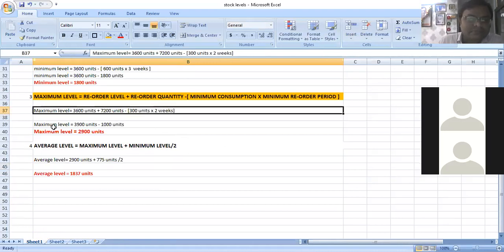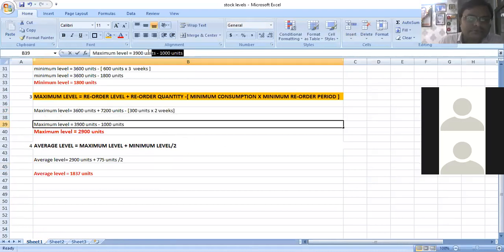Okay, we just solve this. 3,600 plus 7,200, how much will it come to, student? What is the total? 3,600 plus 7,200, that is 10,800. And 300 into 2, that is nothing but 600 units.